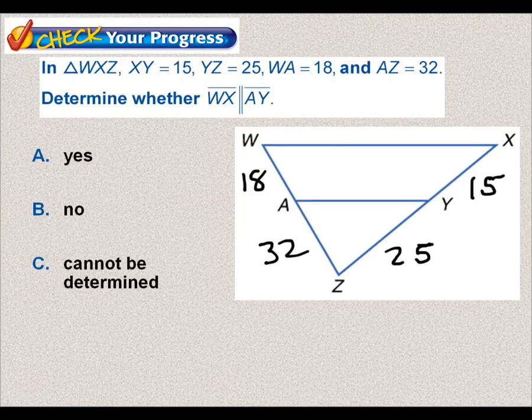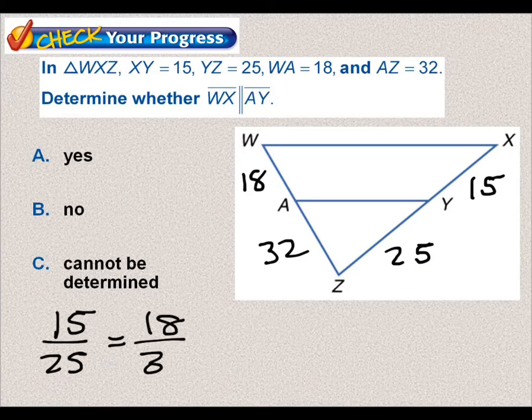So here, when you want to check if these are the same proportion, you either do 15 over 25, is that equal to 18 over 32, or vice versa. So I'm checking, are these things the same? If they're proportional, then those lines are parallel. If they're not, then they're not parallel, or at least I can't prove it that way. Or they wouldn't be.